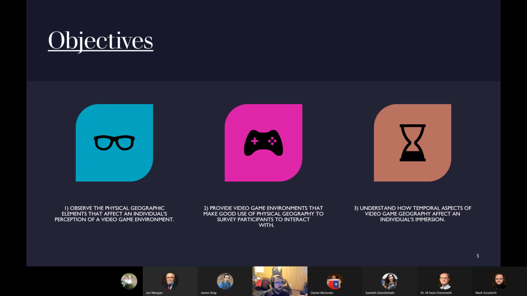So here are the objectives that I aim to complete with my research. So first, I want to observe the physical geographic elements that affect an individual's perception of a video game environment. So I want to understand essentially what types of geography affect their immersion, whether it be places that they're familiar with, places that they're not familiar with. I want to know how those link to their perception.